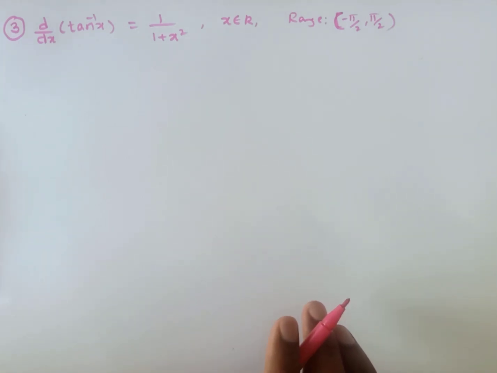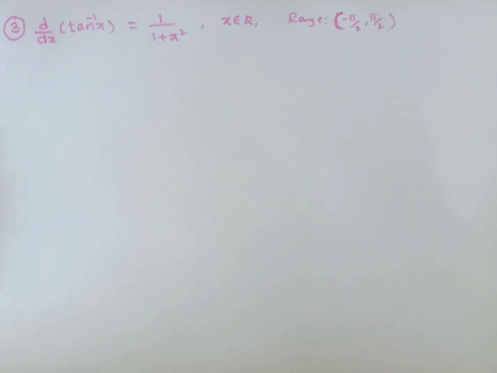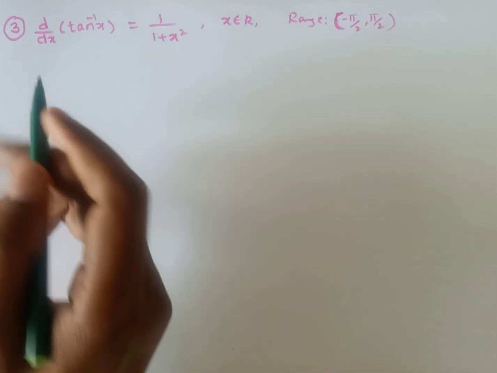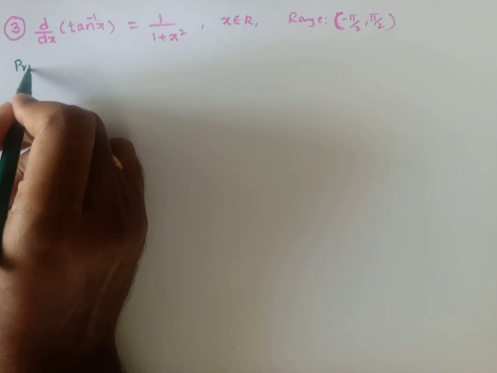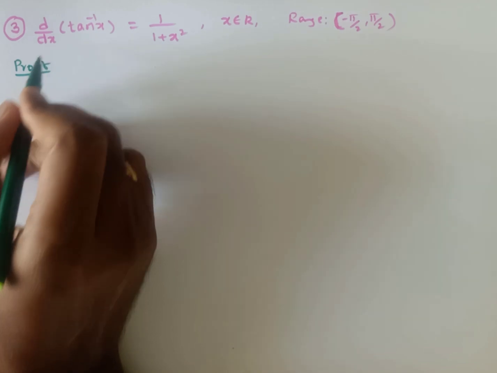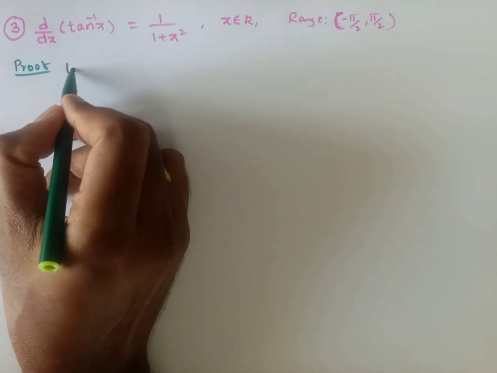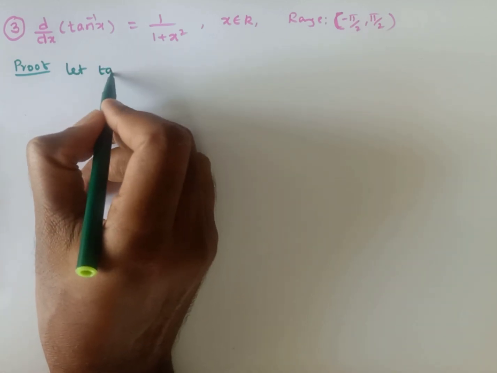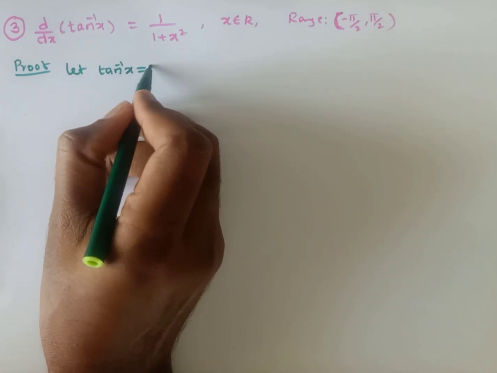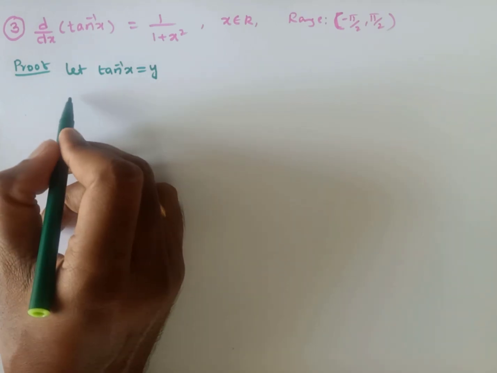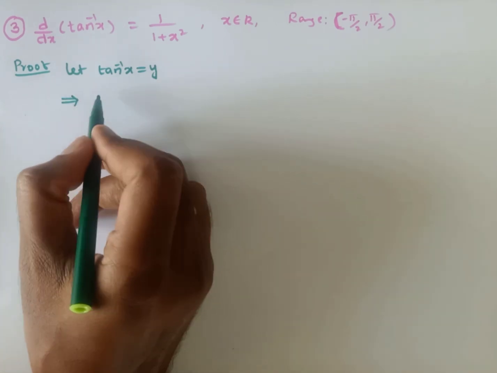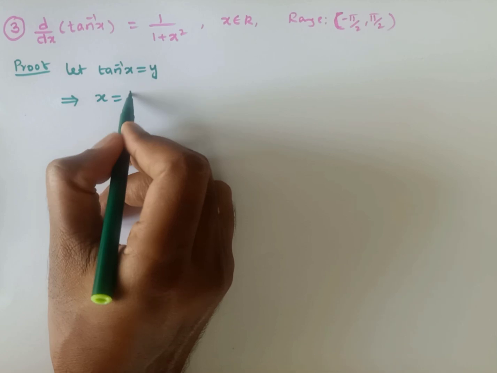At x equal to minus pi by 2 and plus pi by 2, the tan function is not defined, so that is not included in the range. Now we have to prove this. So the proof of the tan inverse of x derivative is 1 by 1 plus x square. Let us consider tan inverse of x as some other variable, say y. By the definition of inverse trigonometric ratios, x can be written as tan y.